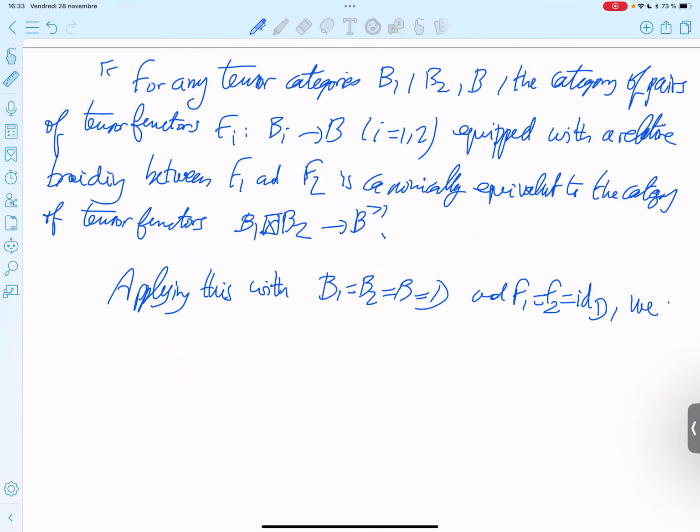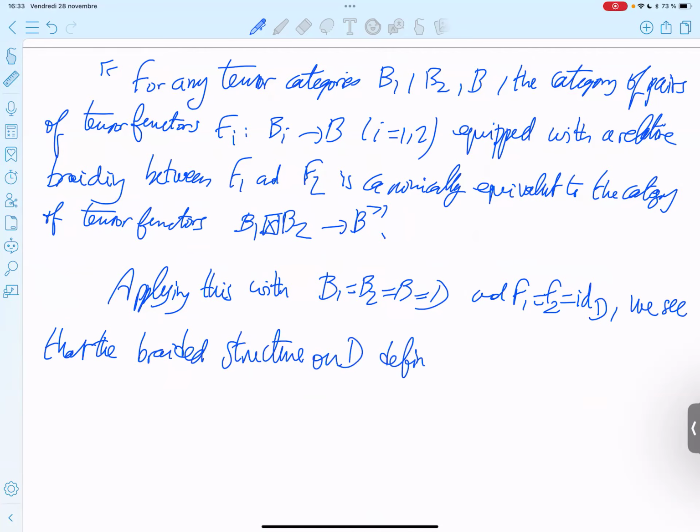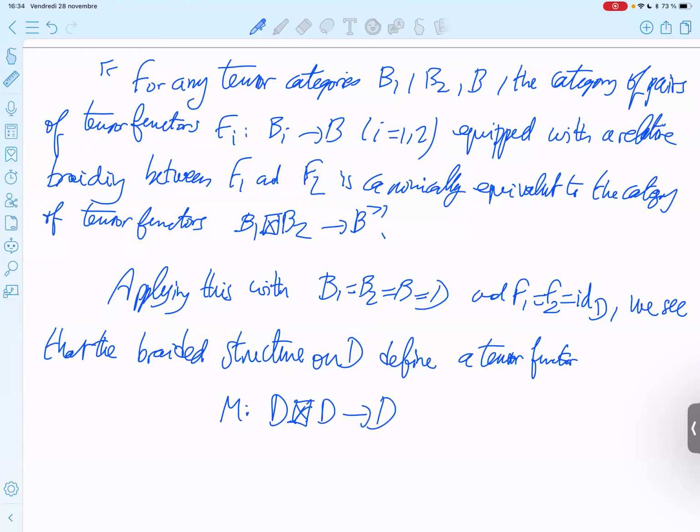So we see that the braided structure on D is defined. So from the braiding structure on D, which is exactly the relative braiding, you get a functor from D tensor D to D because of Joyal-Street. You define a tensor functor M from D tensor D to D.